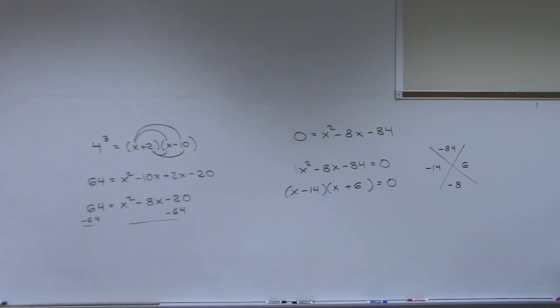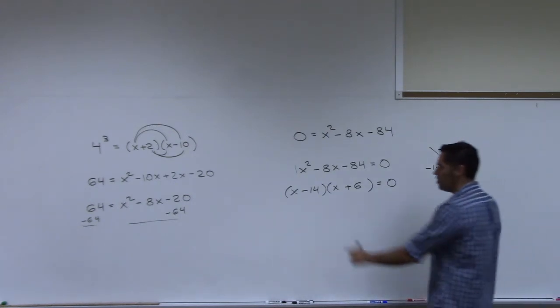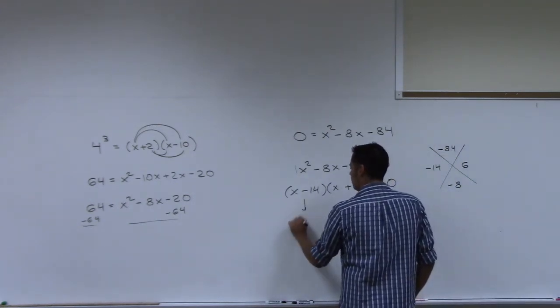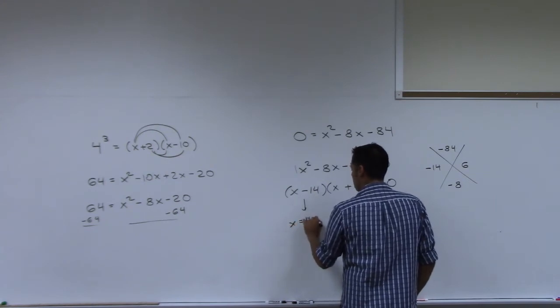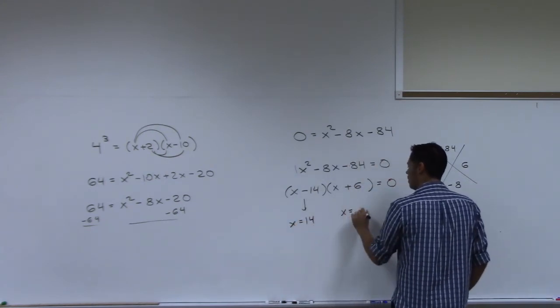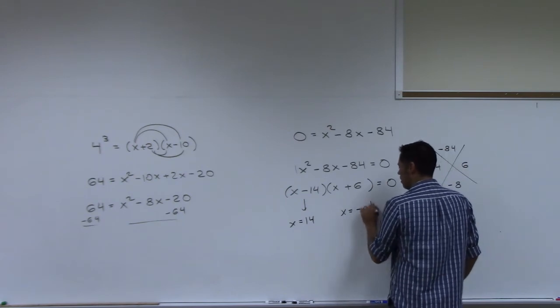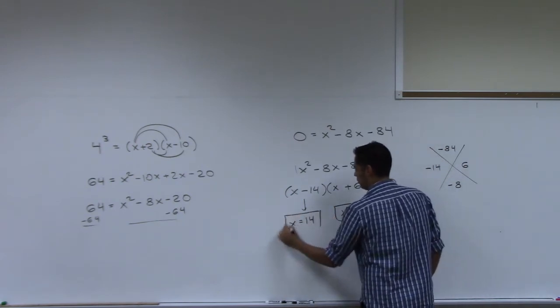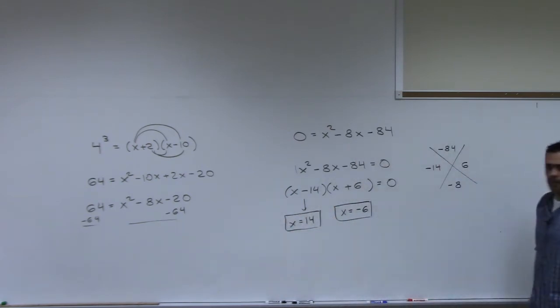And now you set each of those to 0. So if I set this equal to 0, what's my solution? X is positive 14. If I set this to 0, I get x is negative 6. So I would have this. That's 9 out of 10 points, because you have to check it.